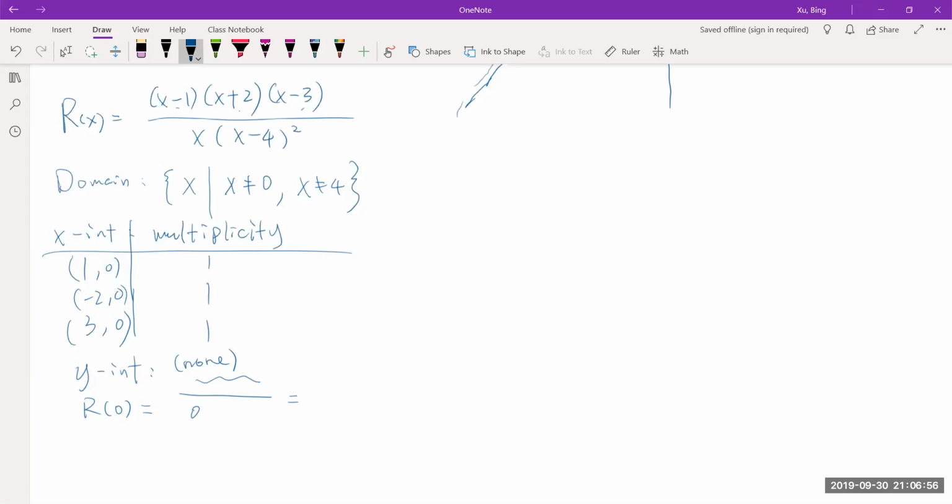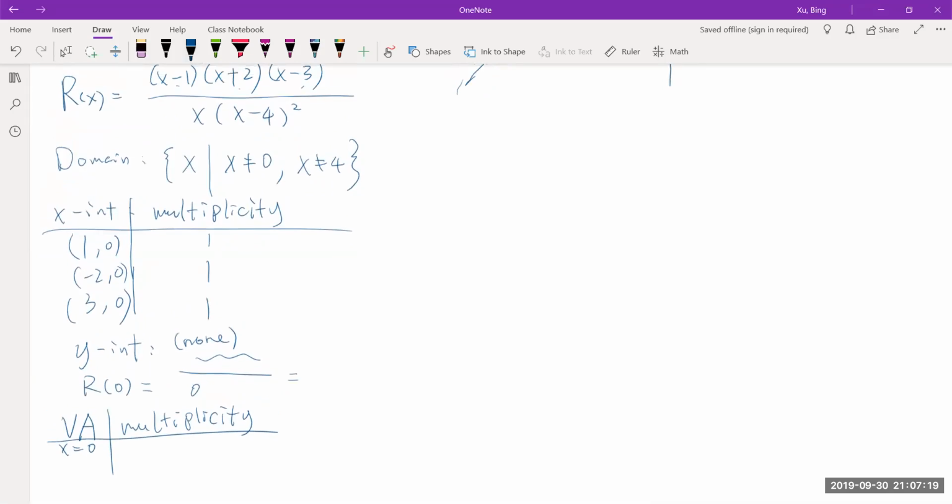Okay, so now asymptotes. First, vertical asymptotes. How many vertical asymptotes do we have here? One of them is x equals 0, and the other one is x equals 4. The multiplicity for x equals 0 is 1, right? For x equals 4, the multiplicity is 2, right?